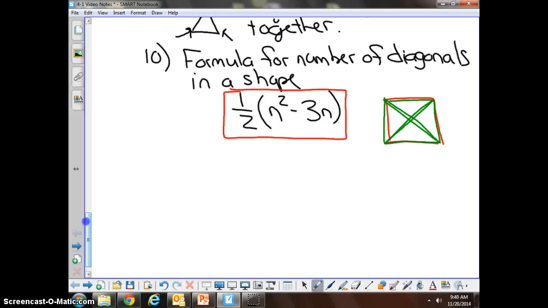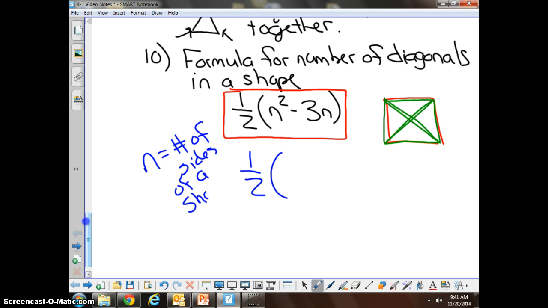So in this situation, we are going to take 1/2 times n, where n is going to represent the number of sides. n equals number of sides of a shape. So it's very important to understand what n stands for. We've got 1/2 times n, so our square has 1 side, 2 sides, 3 sides, 4 sides. 4 sides, we're going to square it, and then we're going to subtract 3 times the number of sides again, and that's all going to go within parentheses.